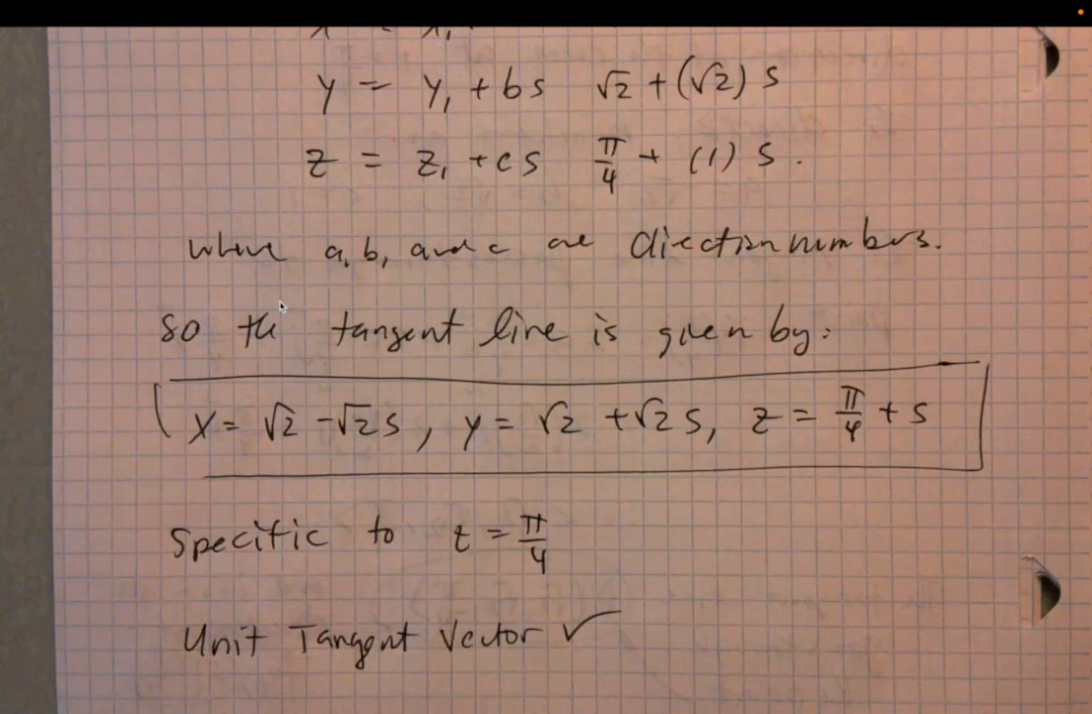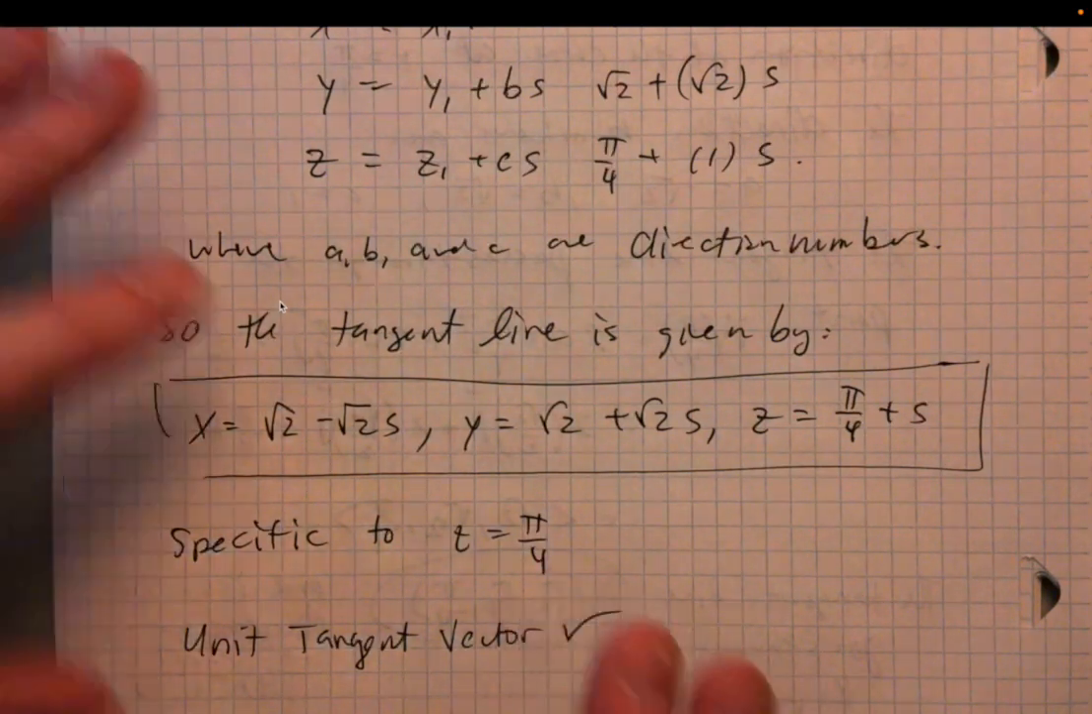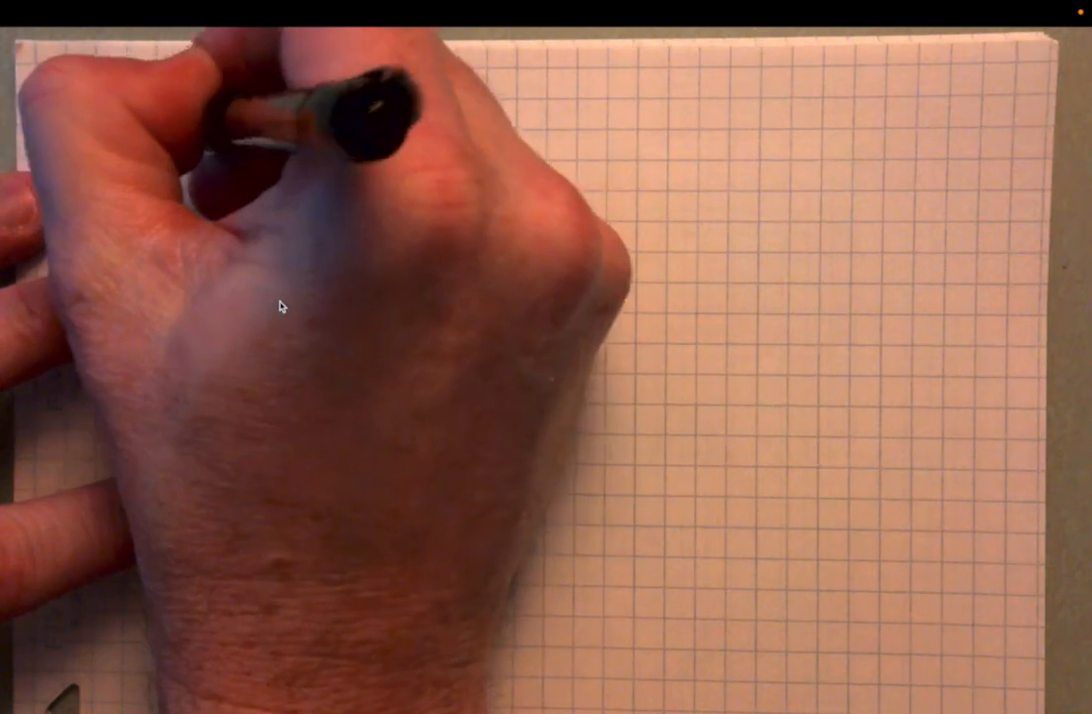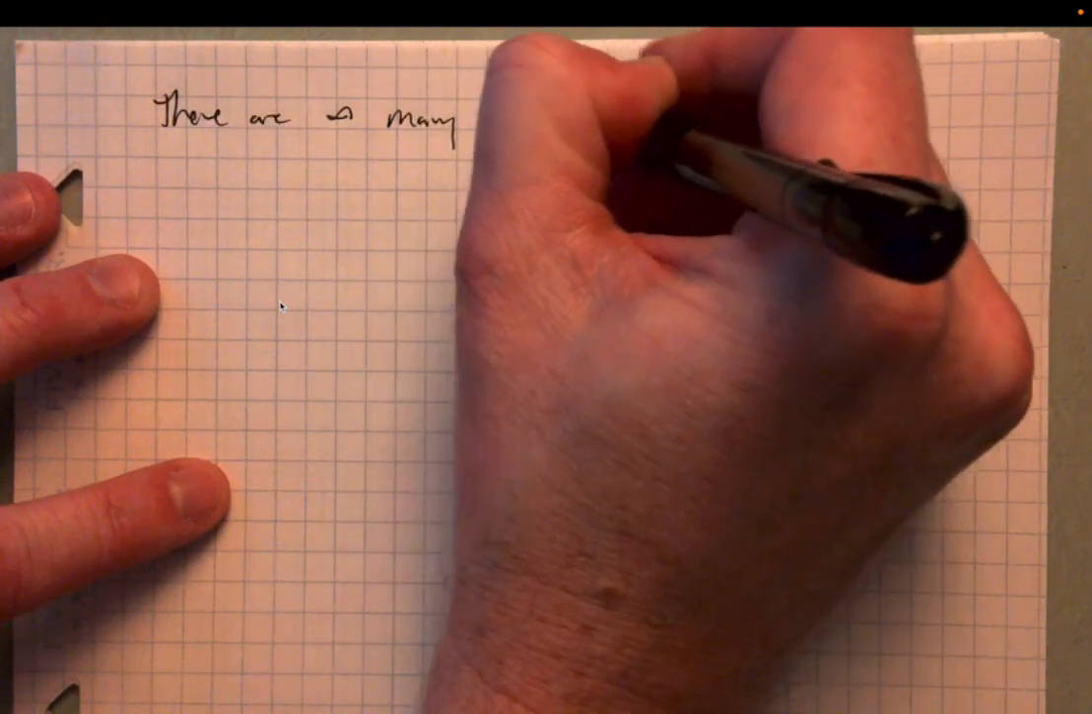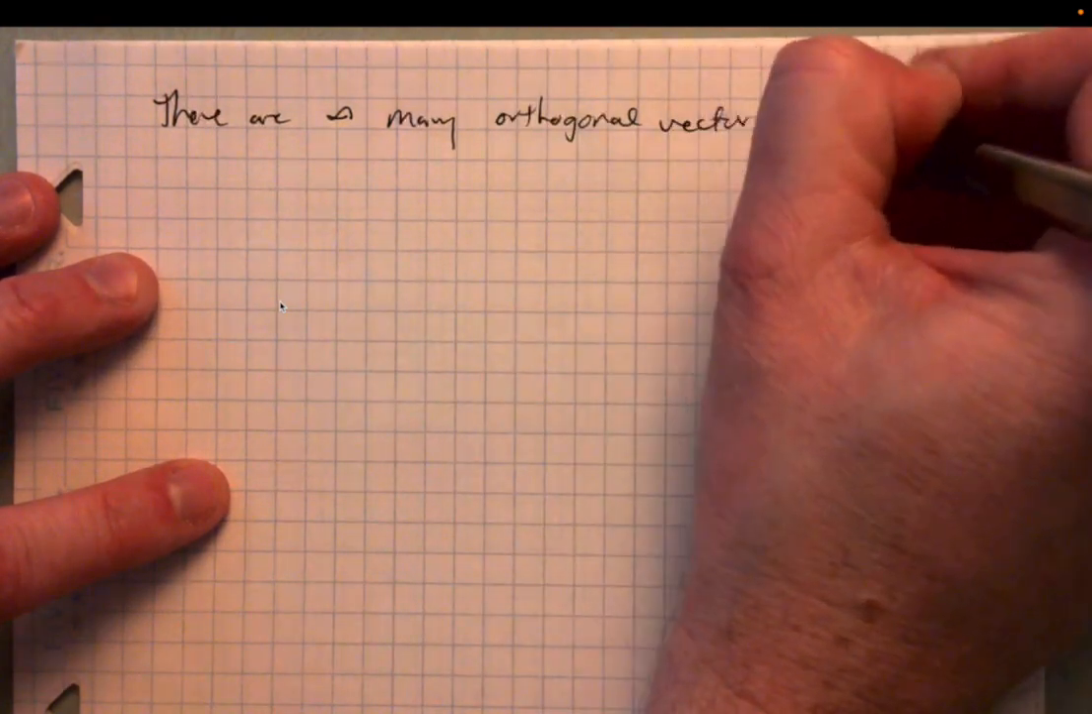Now, it's natural when you talk about the tangent vector to want to talk about vectors that are orthogonal to it, right? Because if the unit tangent vector is in the direction of the curve, we may want to know what is orthogonal to the curve at any given point. And so there are infinitely many vectors that are orthogonal to the unit tangent vector. One of these is special. So there are infinitely many orthogonal vectors to the unit tangent vector.